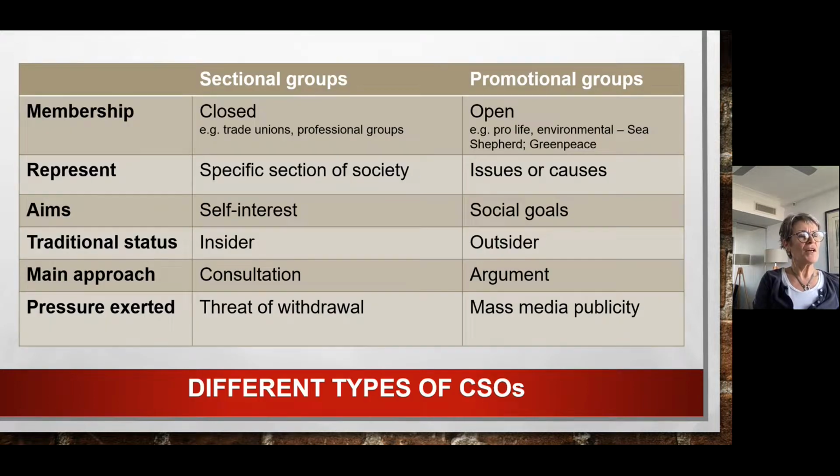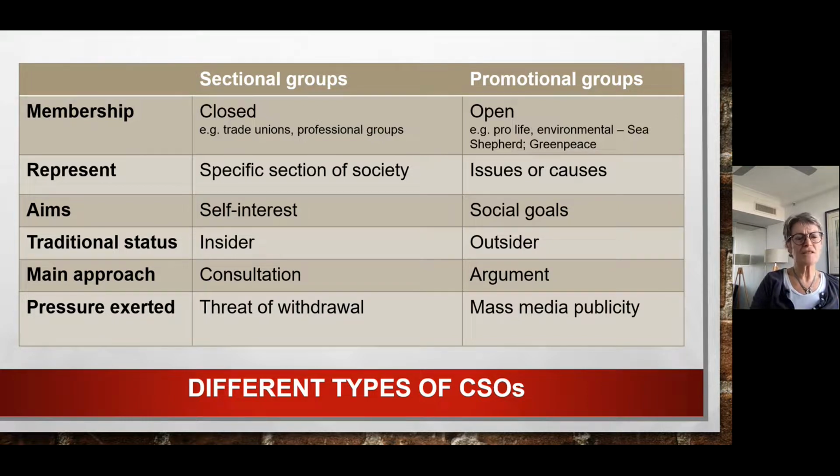So this gives you a good idea of some of the different types of civil society organisations, where you've got sectional groups and then promotional groups. I won't go into too much detail in some of these tables. I ask you to please review them in the chapter and the resources and the textbook.